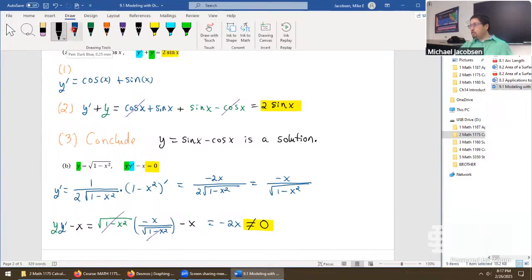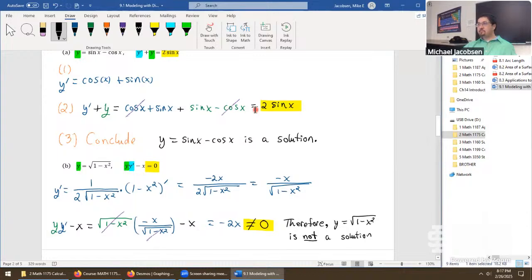So the last thing is our conclusion. Let's say, therefore, y equals root 1 minus x squared is not, let's emphasize it, not a solution. So it being a solution just means we have equality here when we made the substitutions. Non-solution means no equality whatsoever. It was so close as well, but again, that one negative sign is all it takes to throw it all off.